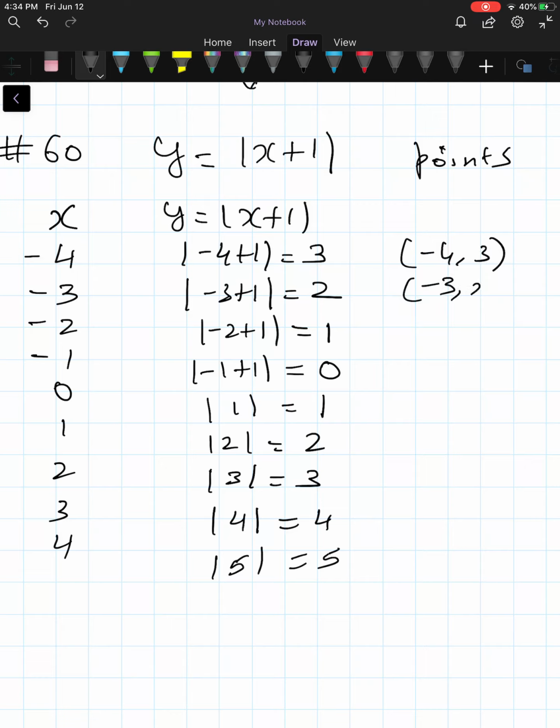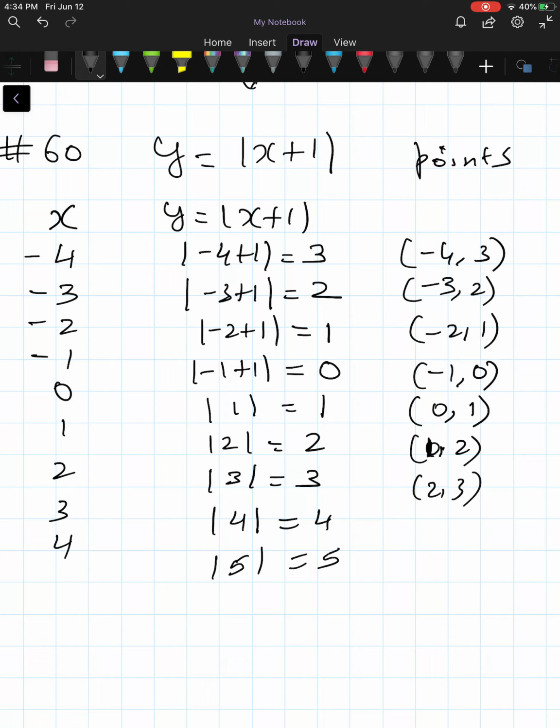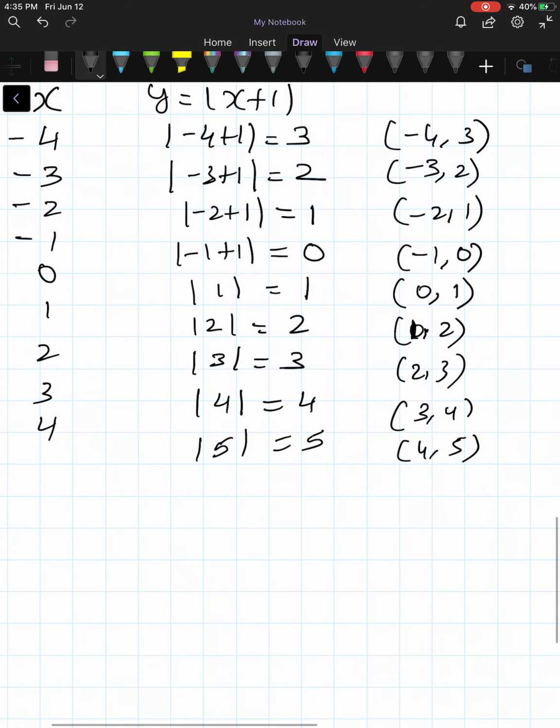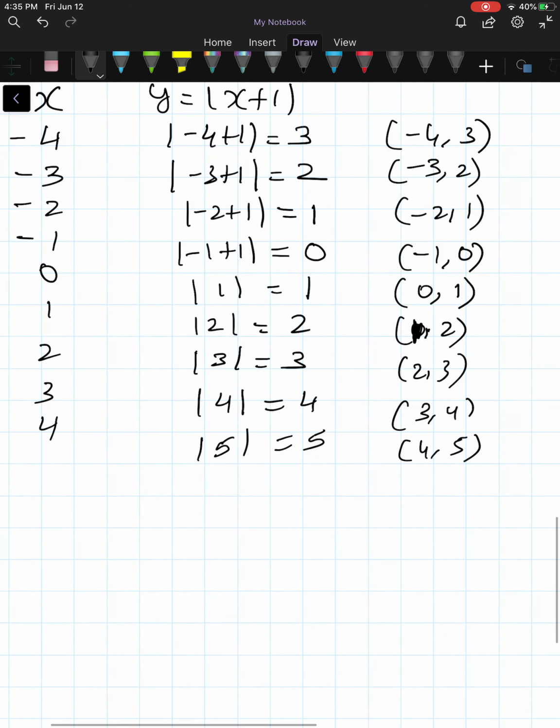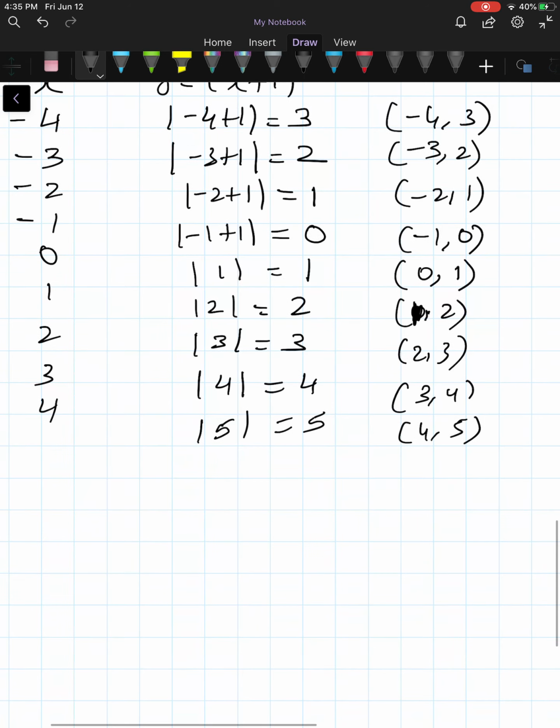-4, 3, -3, 2, -2, 1, -1, 0, 0, 1, 1, 2, 2, 3, and 3, 4, and 4, 5. So you have many points here to be plotted.